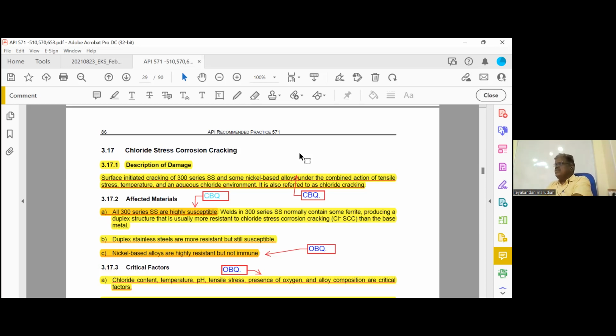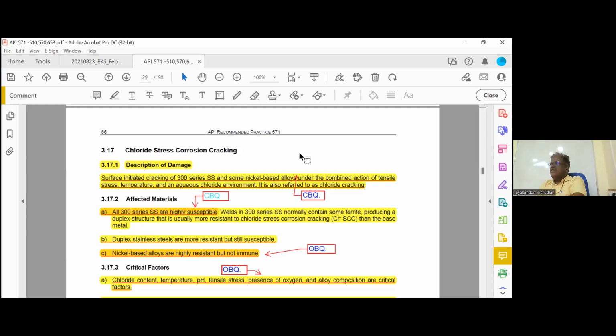Another speciality about chloride stress corrosion cracking is that it will come only in stainless steel. It will not come in carbon steel and low alloy steel. So far, whatever damage mechanisms we have seen start with carbon steel and low alloy steel; that is the sequence. But here it will come only in stainless steel. Austenitic stainless steels are highly susceptible. Duplex stainless steels are resistant. Nickel alloys are resistant but not immune. Not immune means there is still a chance. Generally it will not come in nickel based alloys, but still it can.